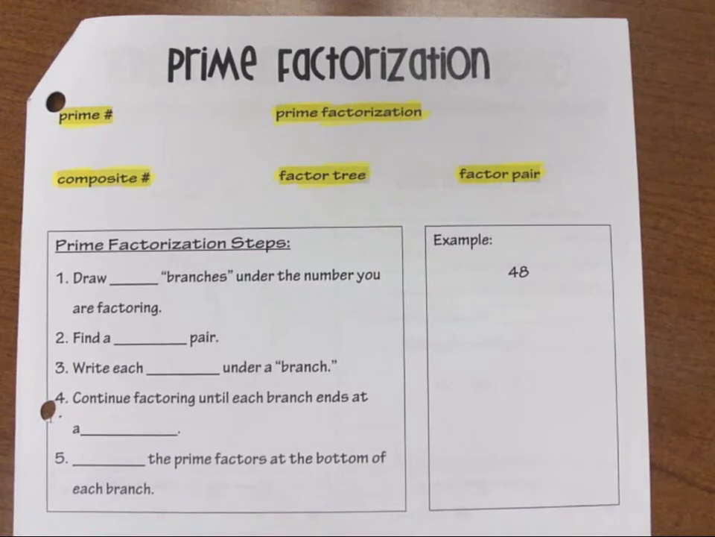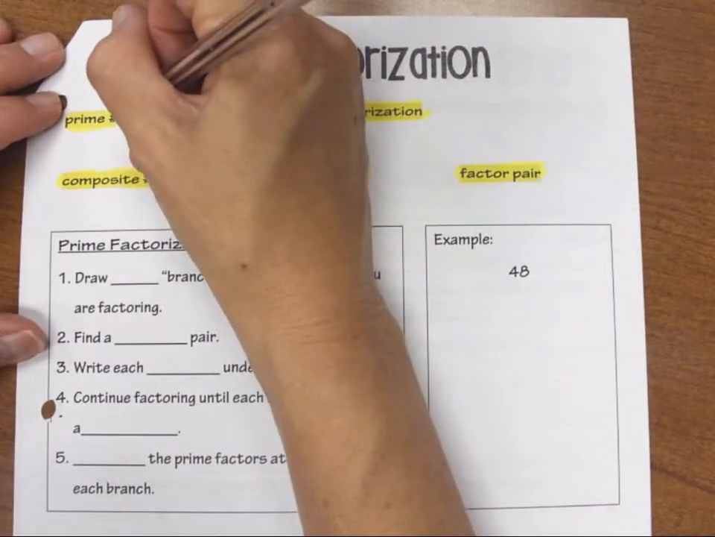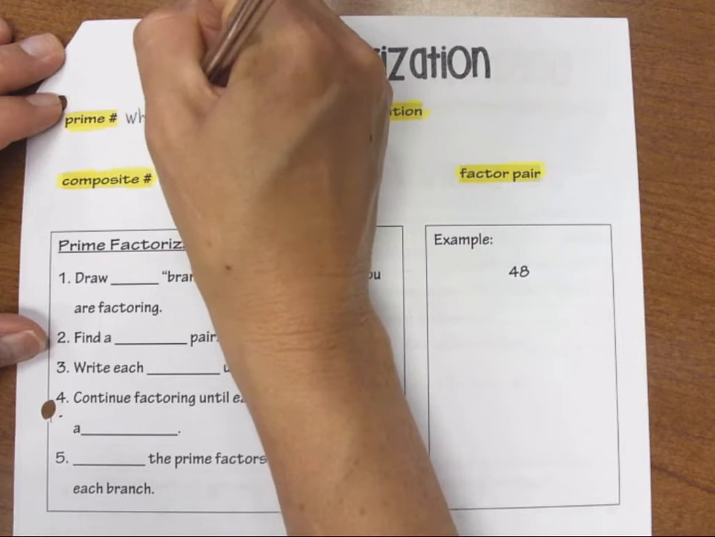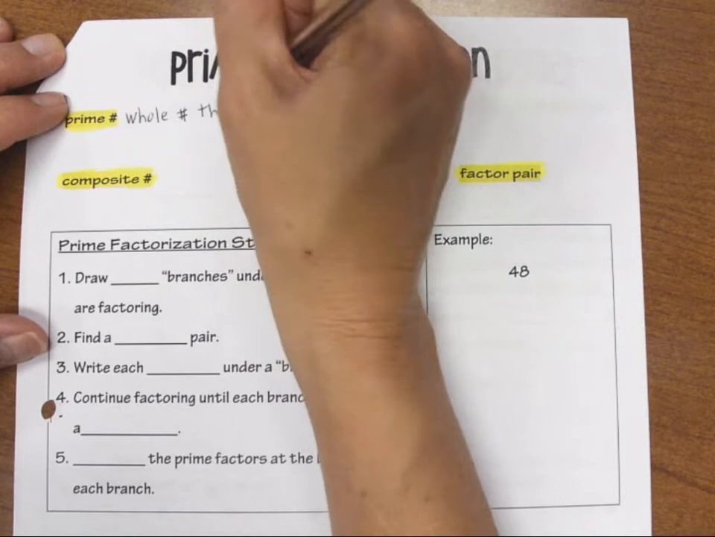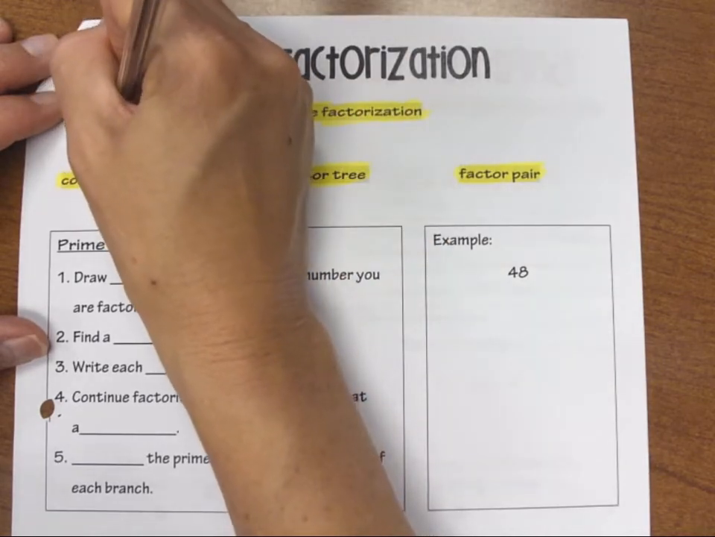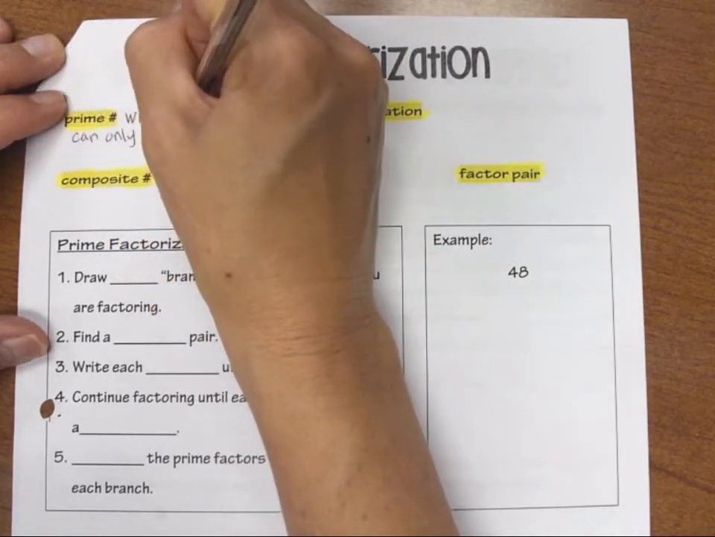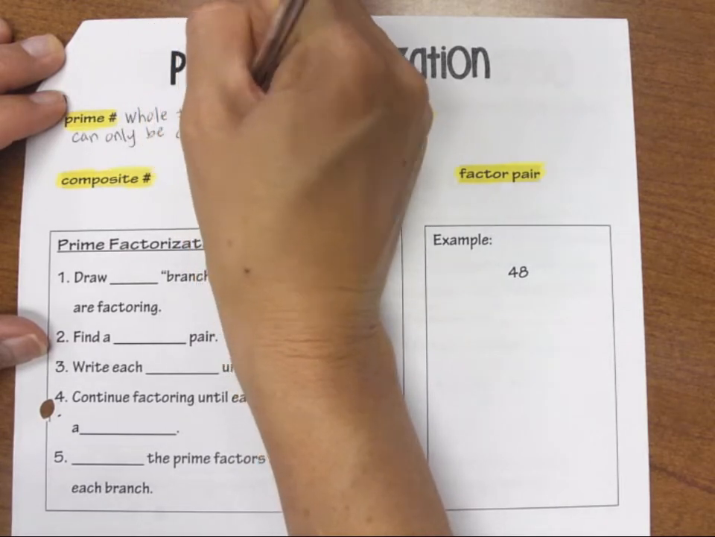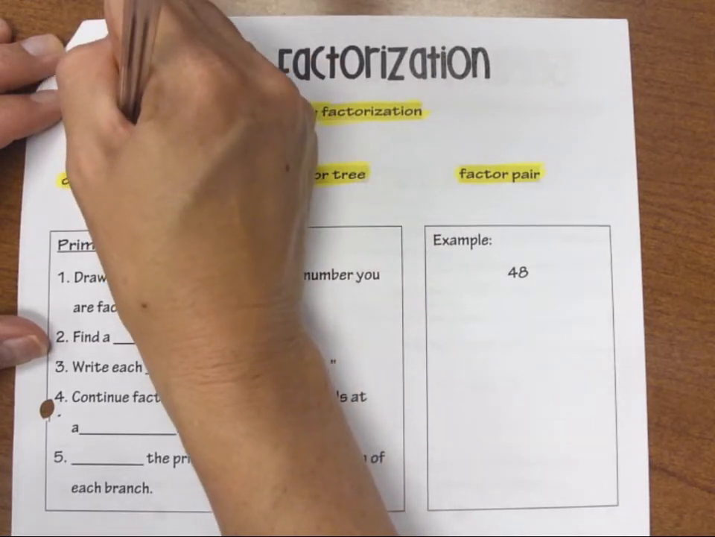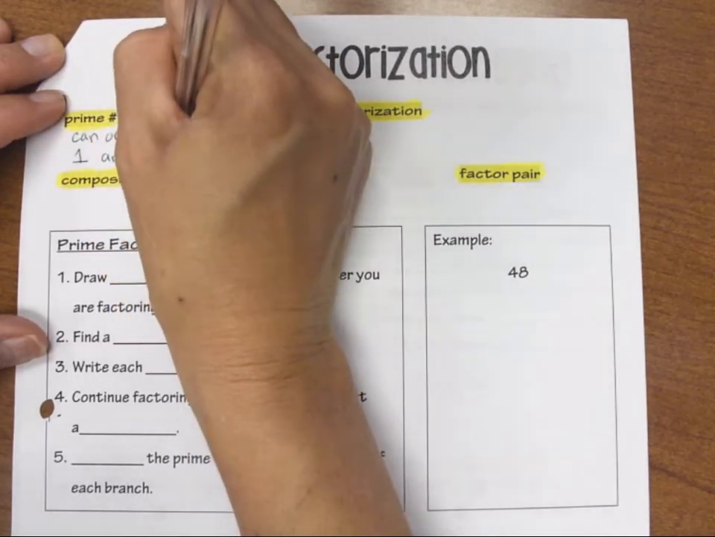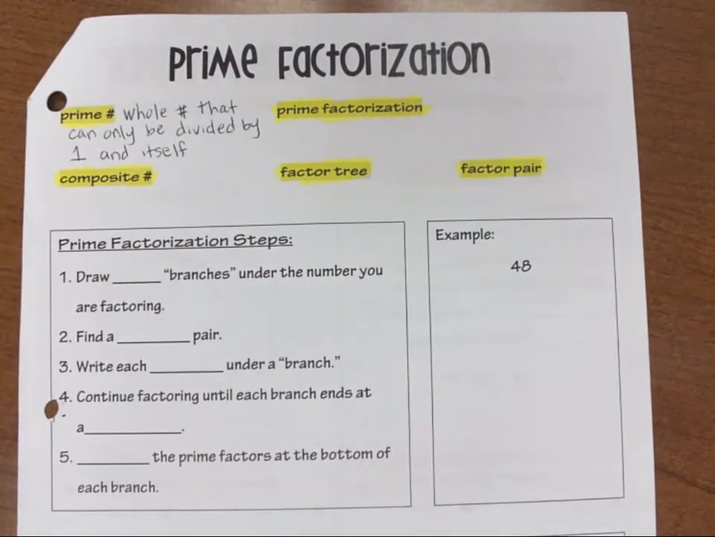Okay, welcome back. Today we're talking about prime factorization, and first, as always, we're going to go over some key vocabulary words. So first of all, a definition of a prime number. If you'll write this down, it's a whole number that can only be divided by 1 and itself. So a prime number, whole number that can only be divided by 1 and itself.